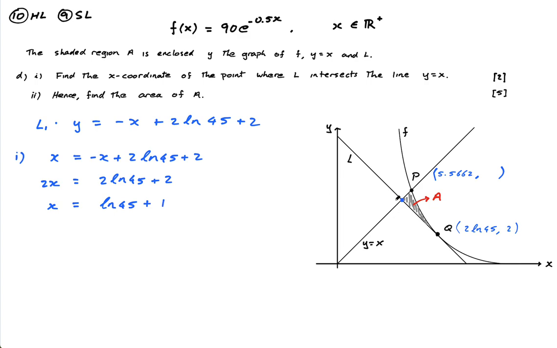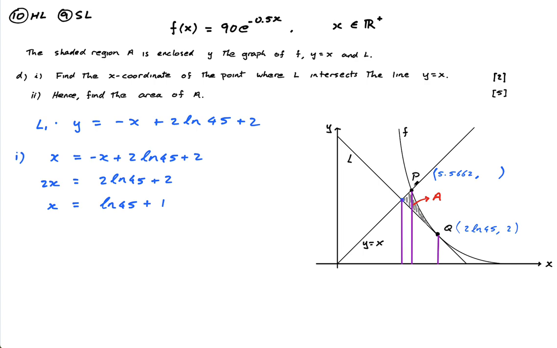Okay, so now I have the x coordinate of this point, and I also have the x coordinate of P. We got that in part A of the question. And we have Q. So to find this area, we're going to use all those points. Now watch this. I'm going to draw a straight line down from P, and I'm going to draw a straight line down from Q.